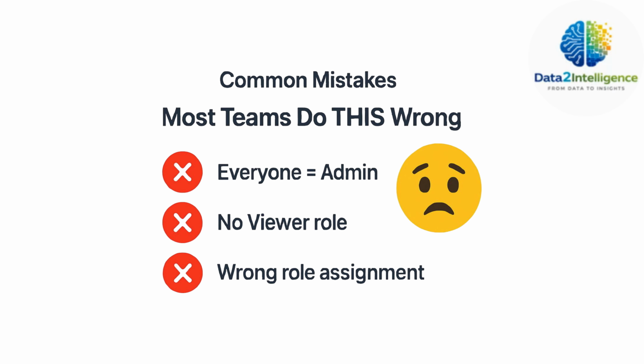Many teams do this wrong. Most of the time, everyone in the team might have admin access, with no viewer role, considering it has limited privileges. Sometimes we may wrongly assign the role to team members. Keep in mind, whenever you are assigning any role, understand the project requirement. Based on the project requirement, what role is required to perform the task? Go with that role. So always try to give the more granular role in terms of workspace item privileges.